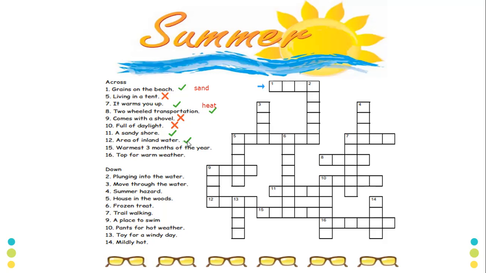Warmest 3 months of the year. 15. Yeah, that's easy. June, July, and May. No, what is that called? The warmest 3 months. Summer. Okay. Summer. Can you spell? S-U-M-N-E-R. Okay, that's correct. I'm also counting the blocks, the squares, that's why you have to spell it. Okay, 16.